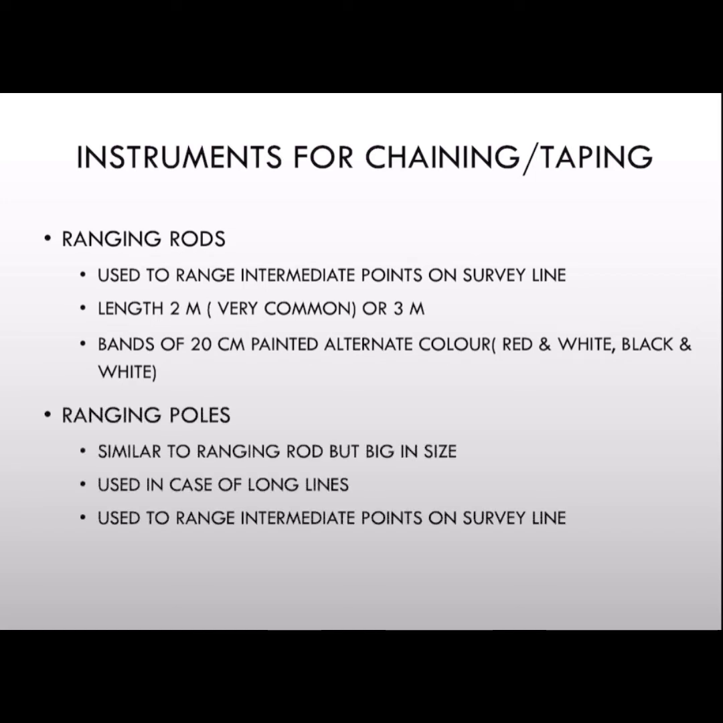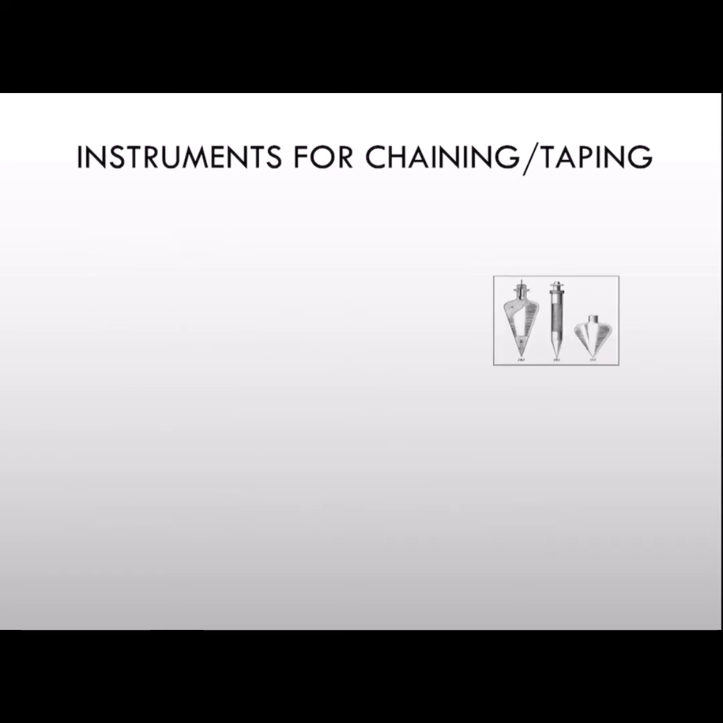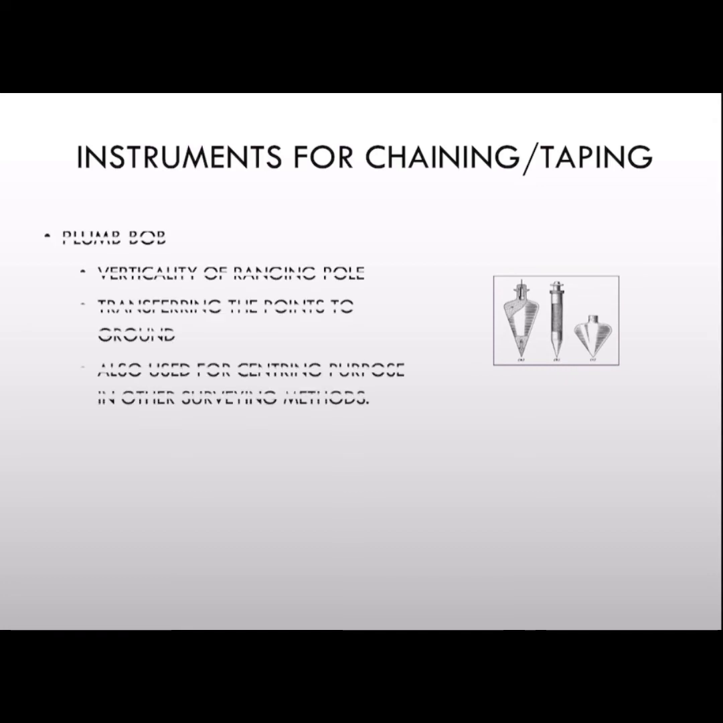Ranging poles are similar to ranging rods but bigger in size, used in the case of long lines, used to range intermediate points on survey lines. Instruments for chaining and taping: plumb bob, for verticality of the ranging pole and transferring the pole points to the rod, also used for centering purposes in other surveying methods.